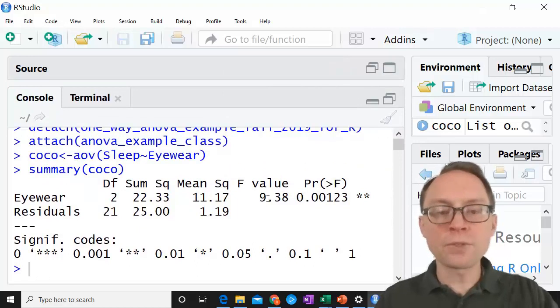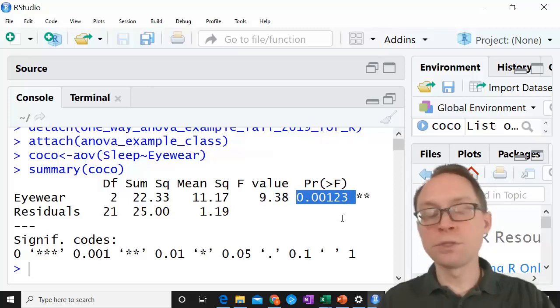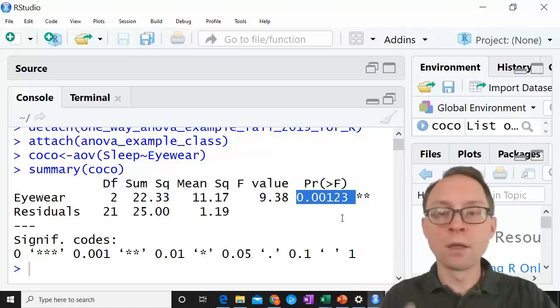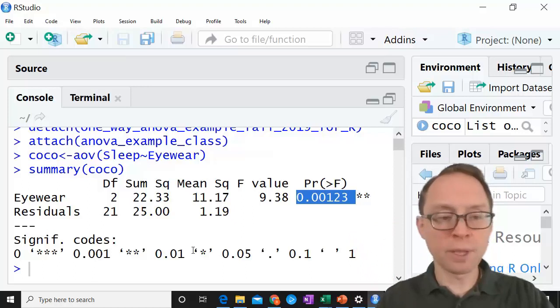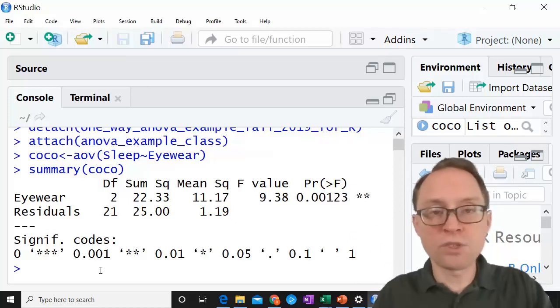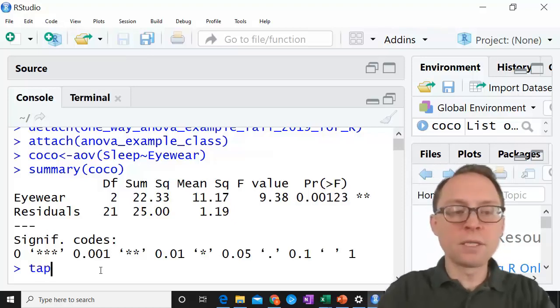This F value of 9.38, the probability of that happening by chance is 0.00123. So that means there is a significant difference between people who wear glasses, people who wear contacts, and people who wear none on how much they are sleeping. I don't know which group it is yet, though. I don't know which one is higher and which one is lower. Let's look at the means. T apply.